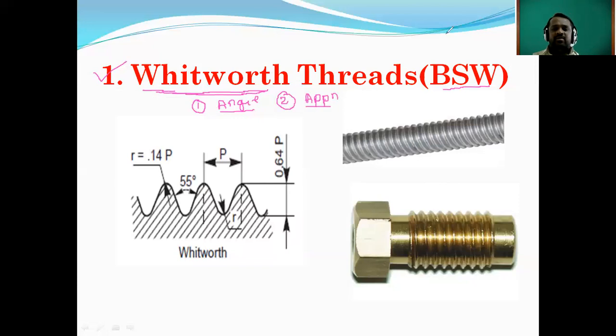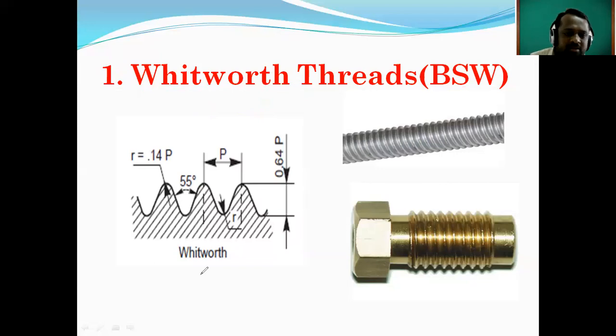Now see, this is the profile of the Whitworth thread. This is how we have to draw the profile of the Whitworth, or BSW, thread. It is the simple profile. This is the root, this is the crest, and this is the flank.